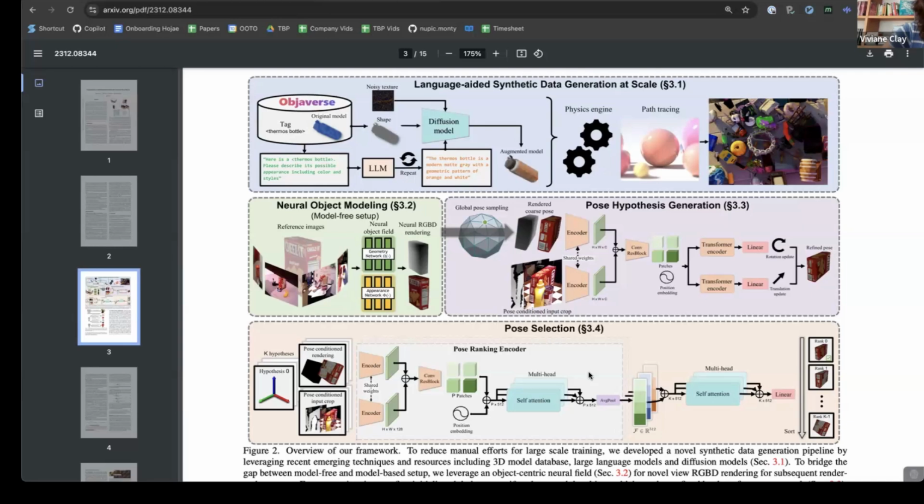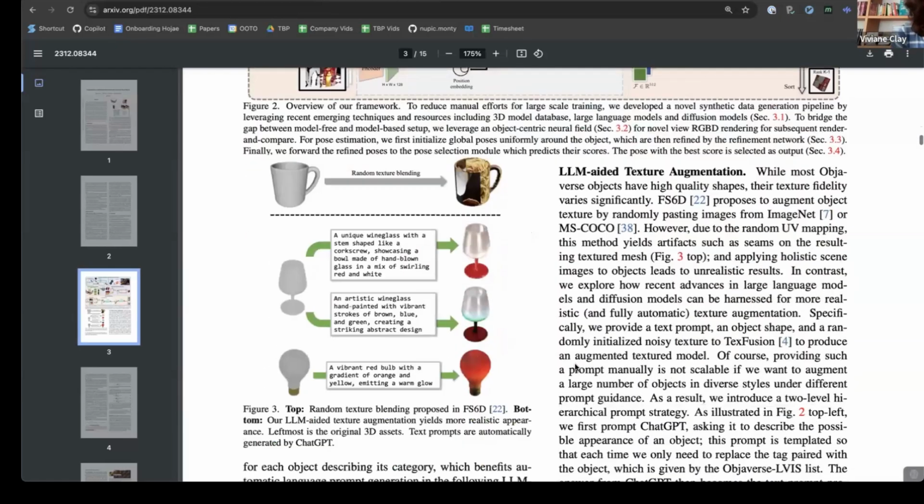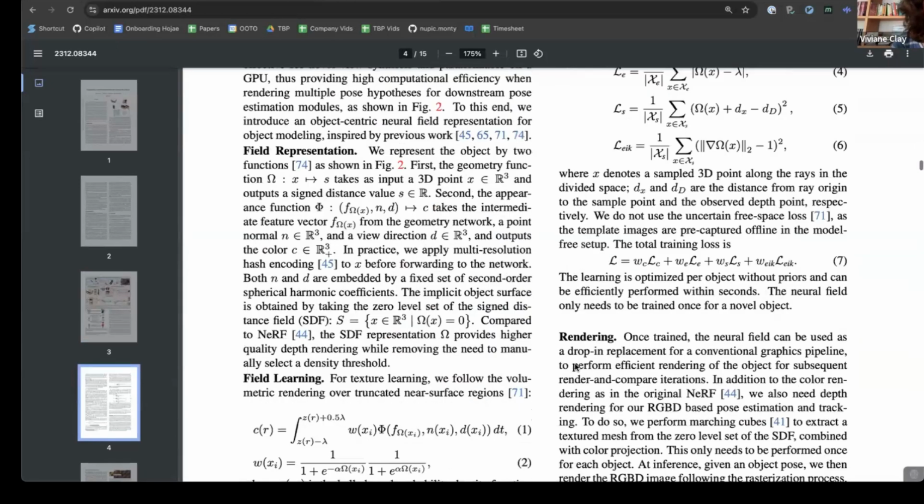The Objaverse. Is that a universe of objects? Good question. Okay, this looks a bit too complex to understand with a quick look.